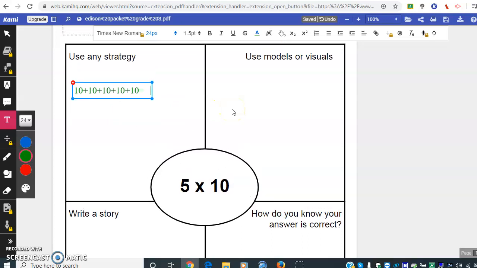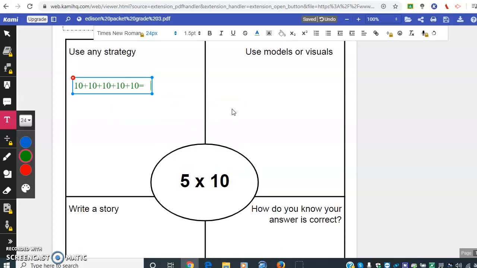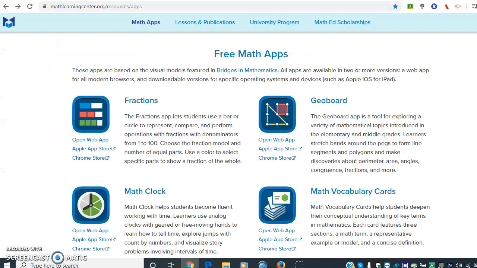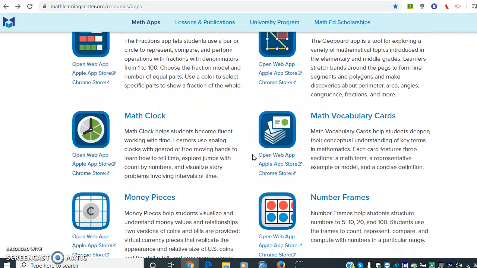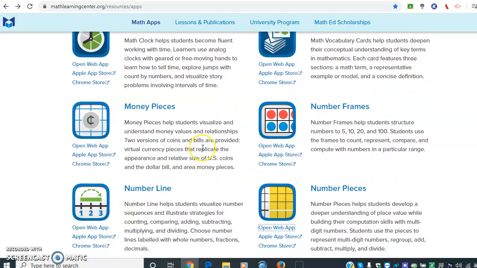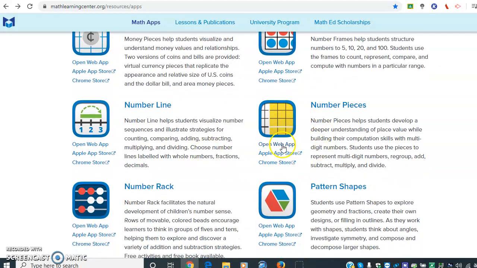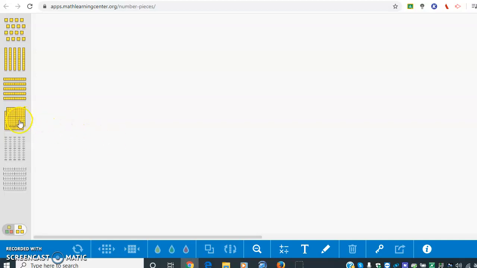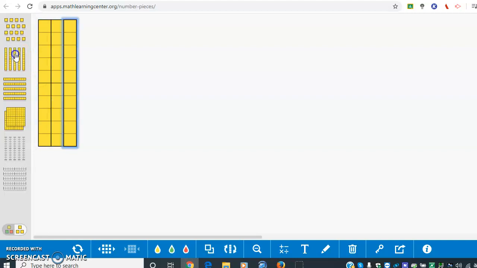Now for my using models or visuals, I'm going to show you guys the free math app again. Free math apps. If you didn't watch my first video for day 10, I showed this website and I showed how to use Numberline, but I'm going to use Number Pieces for this. I'm going to open it in web app. Number Pieces is basically base 10 blocks. And because I'm trying to do 5 times 10, I'm basically putting up 5 10s. So I'm going to put up a 10 block. That's 1 10. And then I'm going to put up another one. That's 2 10s, 3 10s, 4 10s, 5 10s.